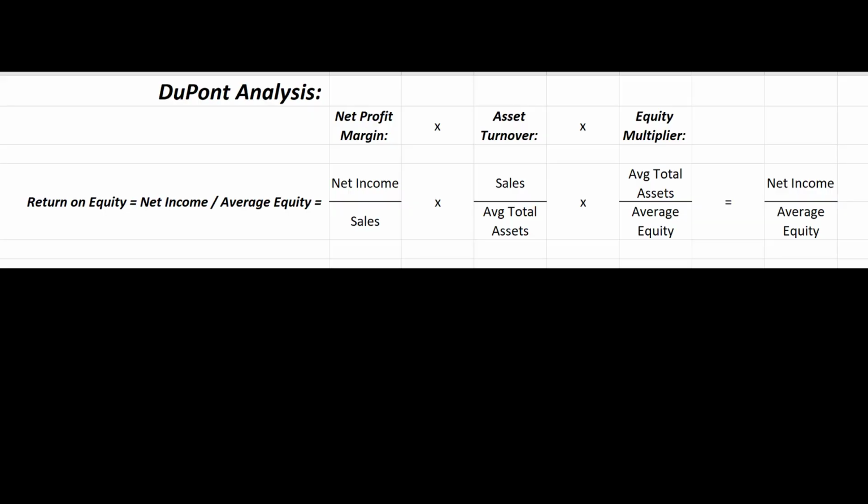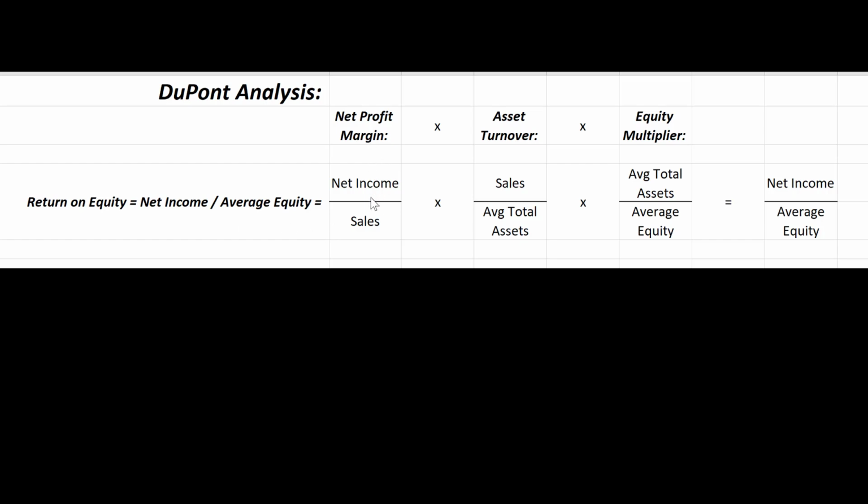Let's talk about the DuPont analysis. This was an approach made popular by the DuPont Corporation, and it's really about calculating return on equity, which is simply net income divided by average equity. But the DuPont analysis breaks that down into three components.